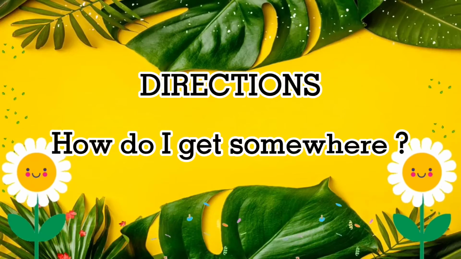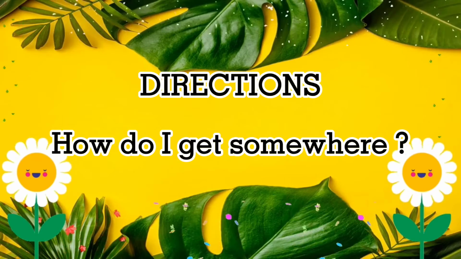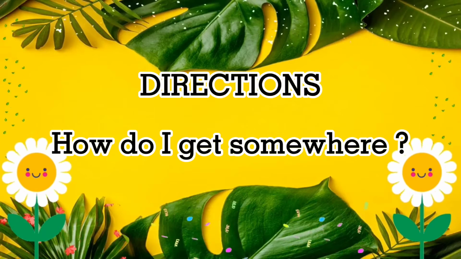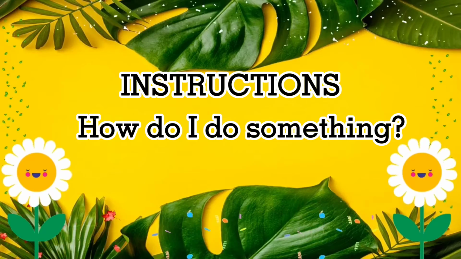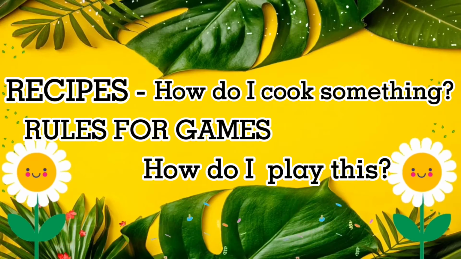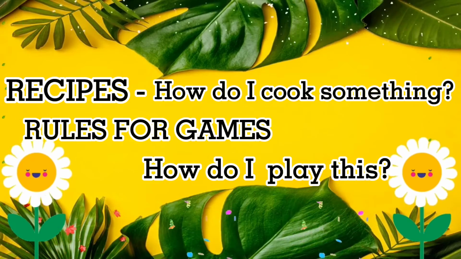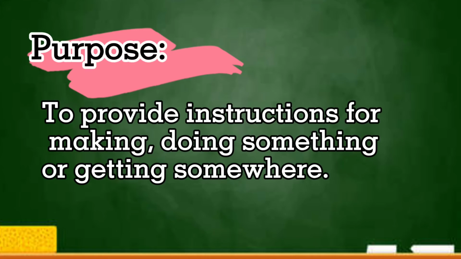Examples of procedural are directions. How do I get somewhere? They give very specific instructions including location names and titles. Next, instructions. How do I do something? Another one, recipes. How do I cook something? Another, rules for games. How do I play this? Procedural, its purpose is to provide instructions for making, doing something, or getting somewhere. Number 3.